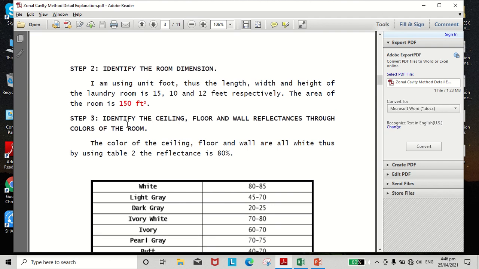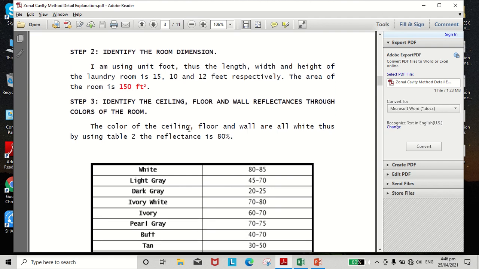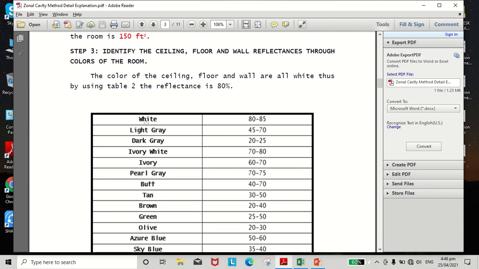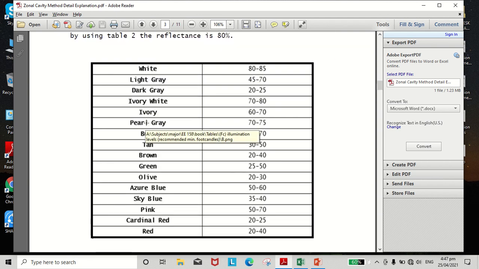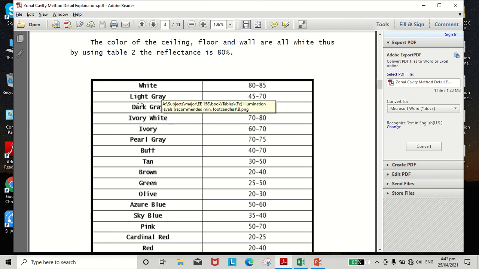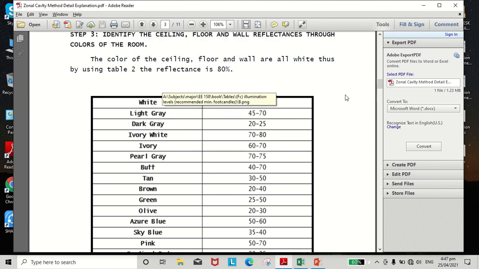So step 3: identify the ceiling, floor, and wall reflectances through the colors of the room. This table shows different types or different colors of wall. For example, if you want the wall color of your laundry to be white or light gray, we have a required reflectance of from 45 to 70 or from 80 to 85. That is the required reflectance.